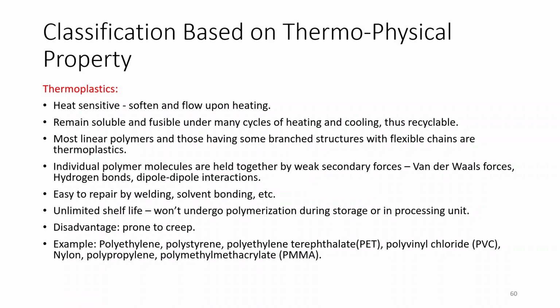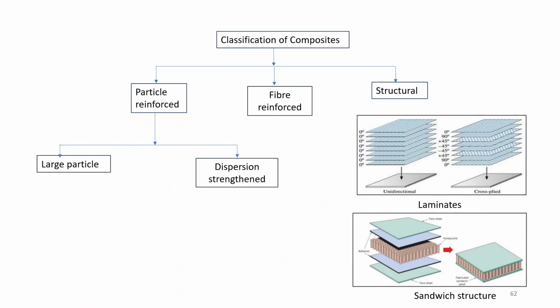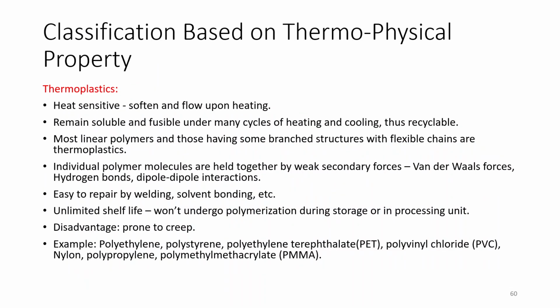Classification based on thermophysical properties. Now thermoplastics and thermosets are the classifications. In the case of thermoplastics, they are heat sensitive, so they soften and flow upon heating, and they remain soluble and fusible under many cycles of heating and cooling, and they are recyclable.